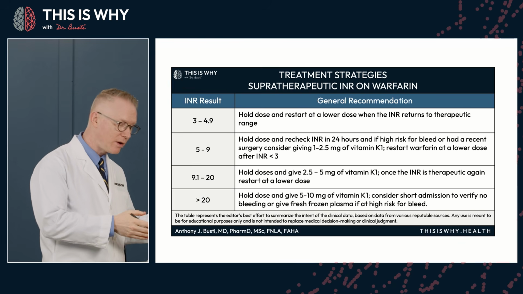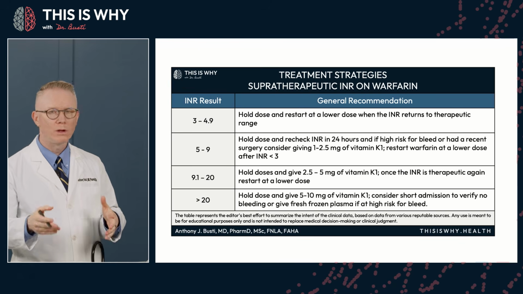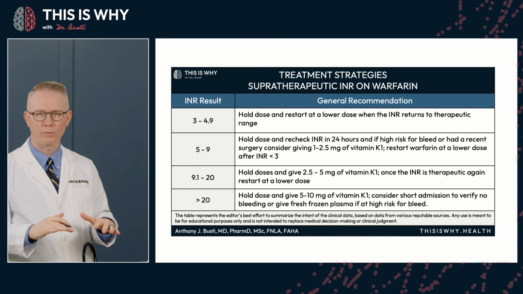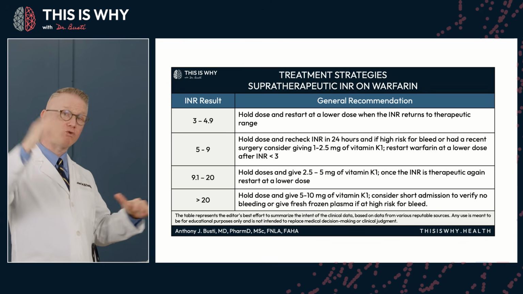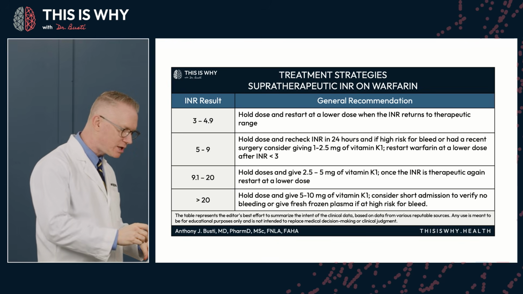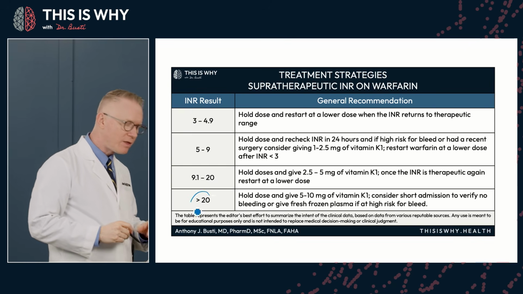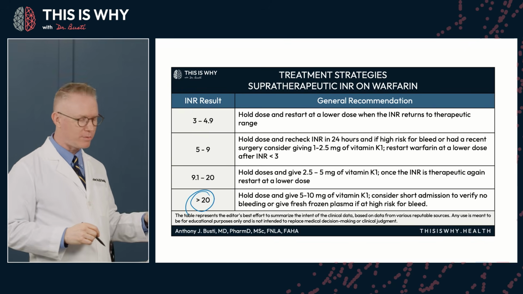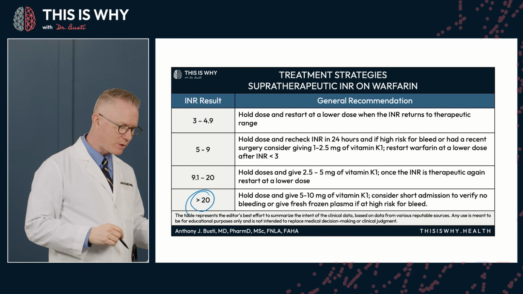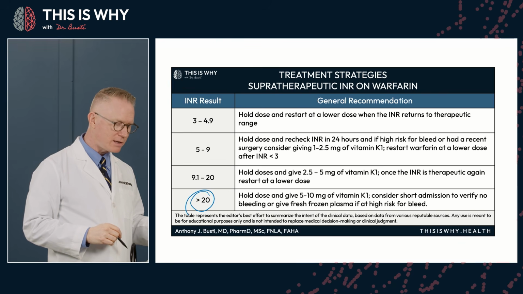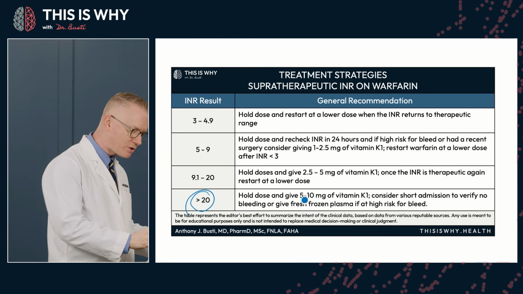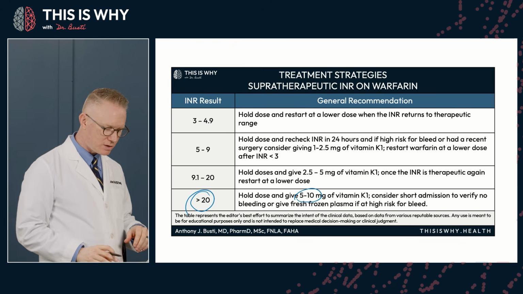Holding a dose and giving 1 to 2 or 2 to 3 milligrams of vitamin K can bring them down a little bit. But typically drastic moves are not necessary until we start getting into therapeutic or INRs that are over 20. That is clearly a problem. Okay, very high risk for bleed, and you really need to give this one consideration where the higher dose of vitamin K is going to be administered.